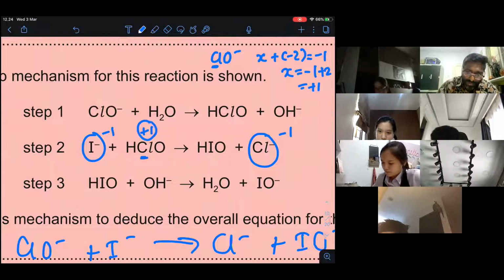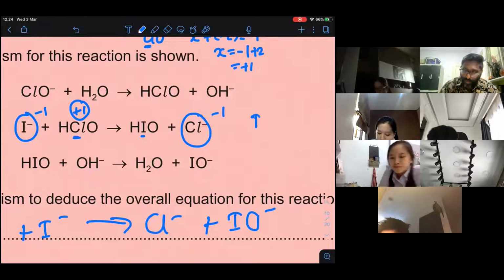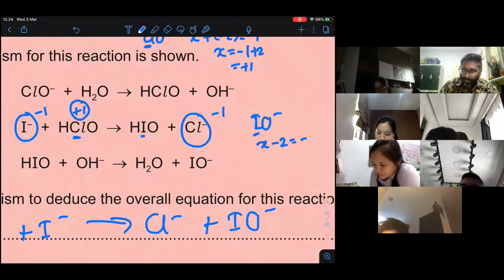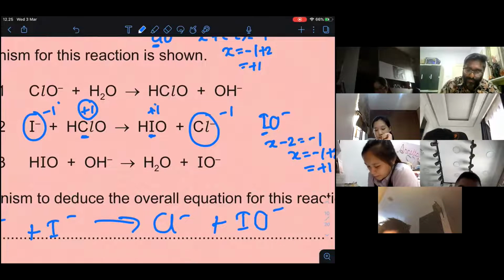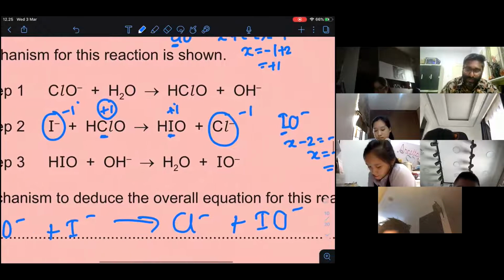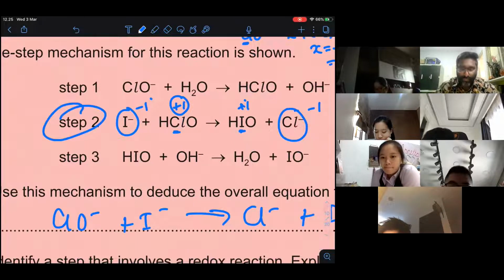So you can see Cl goes from +1 to become -1. So there's going to be reduction. So let's calculate for this I over here. Similar, H plus, so IO minus. If this is X, X minus 2 equals -1, X equals -1 plus 2. So you get +1. So this is +1. So from -1 to +1, it's oxidation. So I know oxidation and reduction. So I found out that step number 2 is going to be redox.